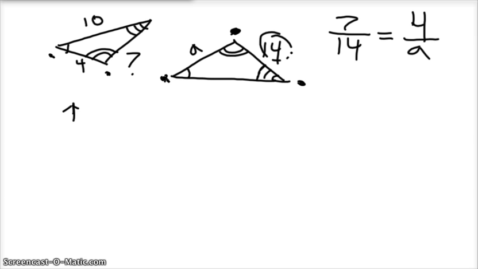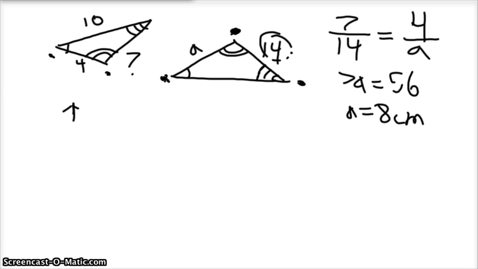Okay, so let's solve this. We have 7A equals 4 times 14, which is 56. And 56 divided by 7 equals 8. So A equals 8 centimeters. And let me double check to make sure I am correct. And I am correct. Okay?